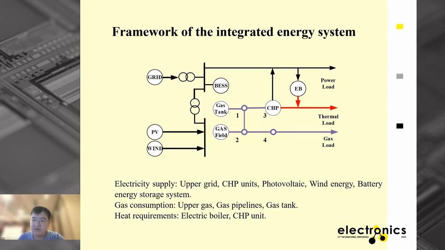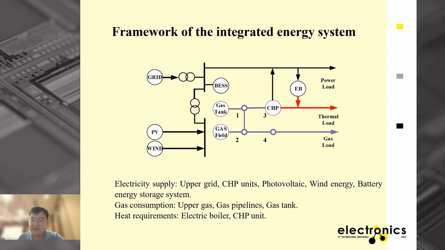The framework of the integrated energy system can be seen in this figure. In terms of electricity supply, it mainly meets the electricity demand of consumers through the upper grid, the various distributed energy resources, and the CHP units. The distributed energy resources include photovoltaic, wind energy, and the battery energy storage system.